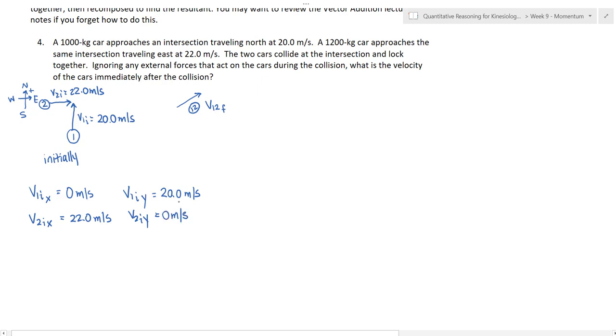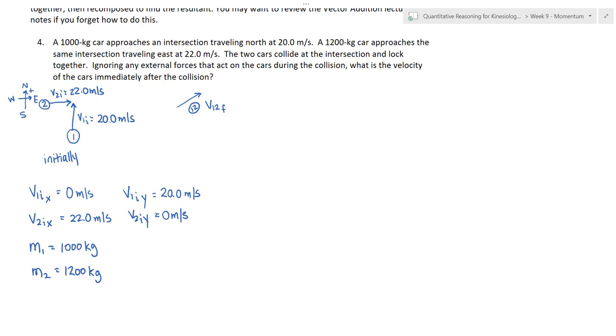Okay, so now we know what the initial velocities are. What about the masses? We have m1 and m2. The mass of object 1 was the 1,000 kilogram car, so it's 1,000 kilograms. And object 2, its mass was 1,200 kilograms. Now it doesn't matter whether we're talking about the x direction or the y direction. Mass is not a vector, it's a scalar, so it's the same mass in either direction.